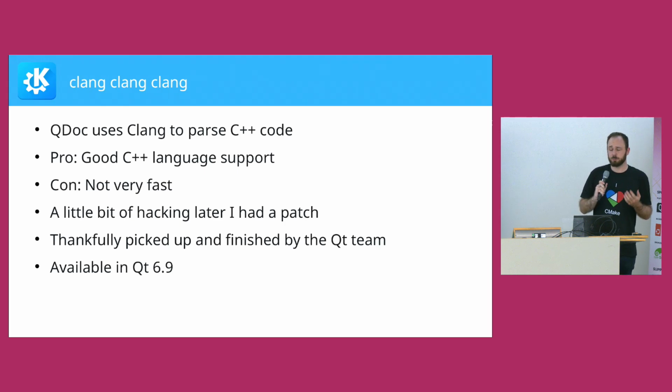So I dove a bit into the source code, and a little bit of hacking later, I had something that worked, and I could have documentation comments in my headers. Then, being the good open source citizen that I am, I of course uploaded the patch to Qt. They had some feedback, and after some back and forth and some discussions, together with the help from the QDoc team at the Qt company, we managed to finish the patch, and it's available since Qt 6.9. Yay!